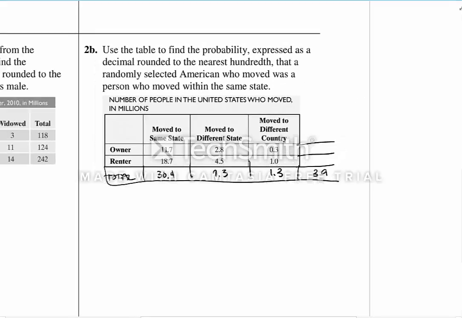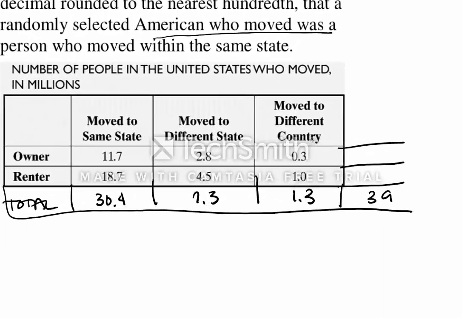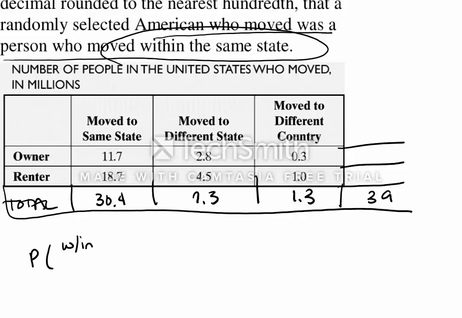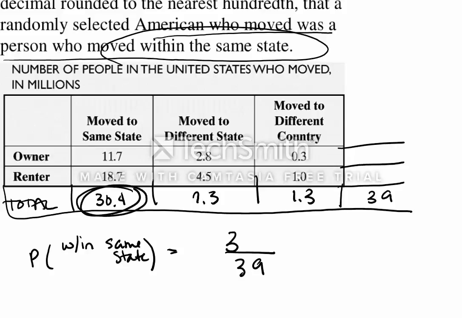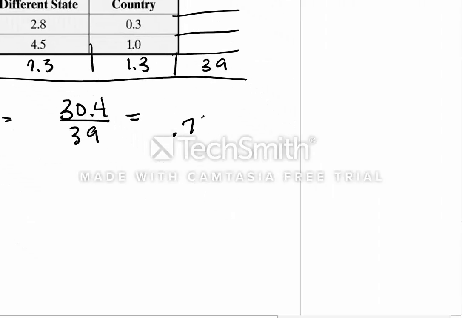Okay, so the question was the probability that an American who moved was a person who moved within the same state. So the probability that someone moved within the same state out of the total number of people who moved, here's our total, 30.4, divide, and we'll get, rounding to the nearest hundredth, 0.78.